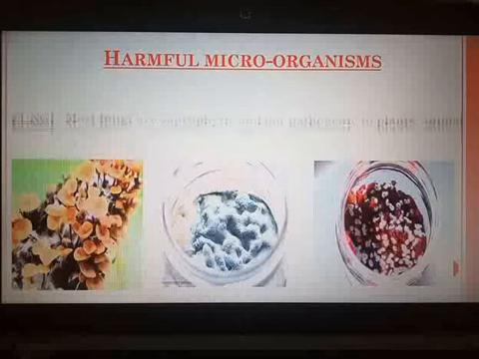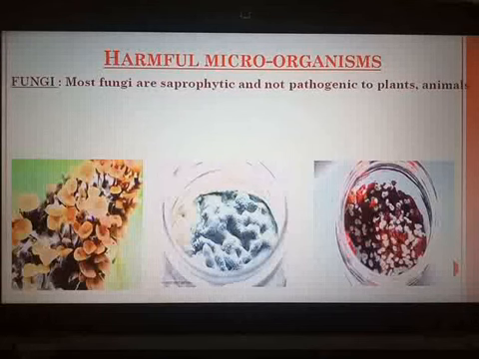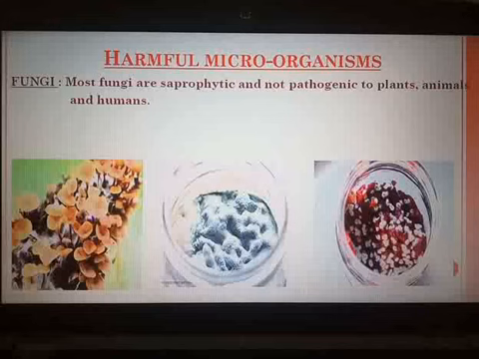The first is fungi. Most of the fungi are saprophytic and not pathogenic to plants, animals and human beings. They are saprophytic, they are not pathogenic. However, a relatively few fungal species are phytopathogenic and can cause diseases in humans and produce different infections and allergies which can affect plants, animals and human beings.